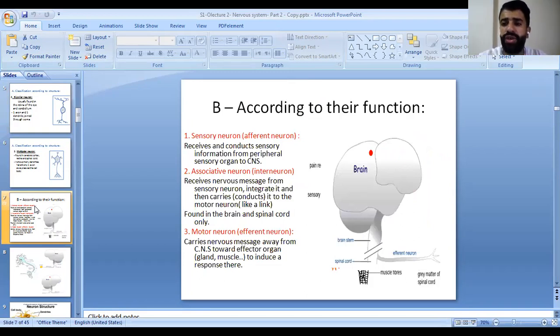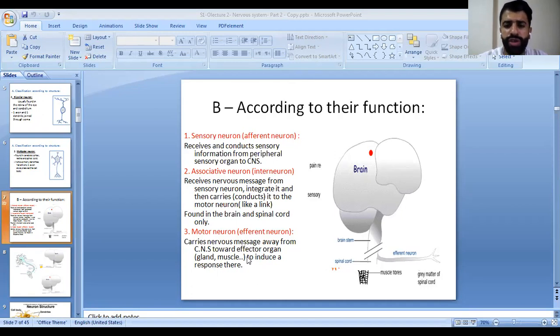According to their function, we have three. We have the sensory neuron, which we call afferent; it receives and conducts sensory information from the peripheral sensory organ to the central nervous system. The second type of neuron is called the associative neuron, or interneuron. It receives nervous messages from the sensory neuron, integrates and analyzes them, and then sends the message to the motor neuron. It's like a link. It is mainly found in the brain and the spinal cord.